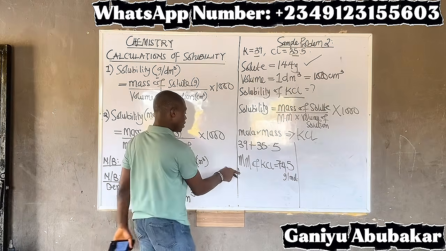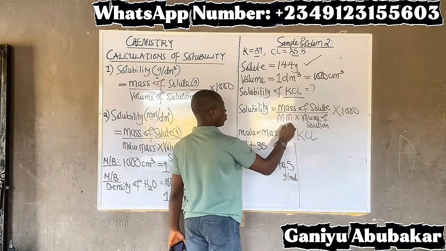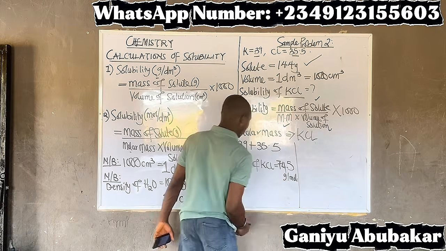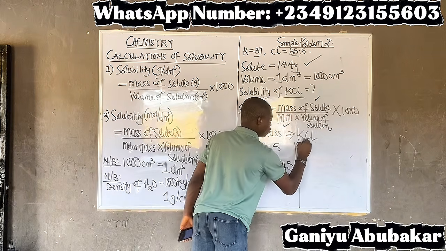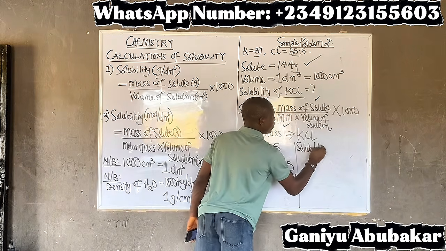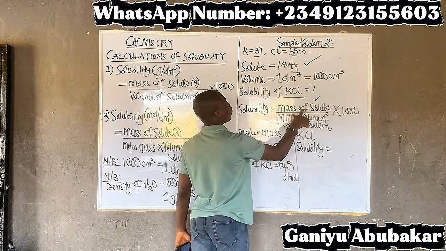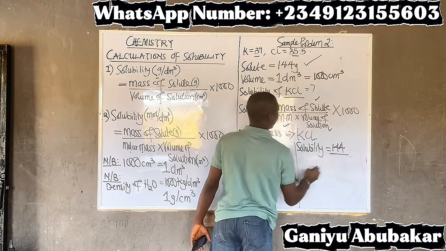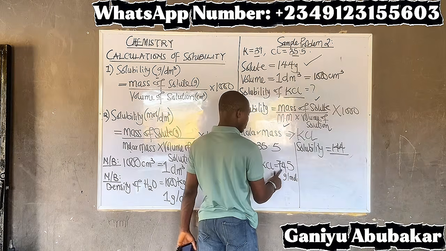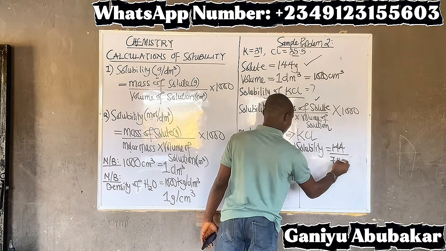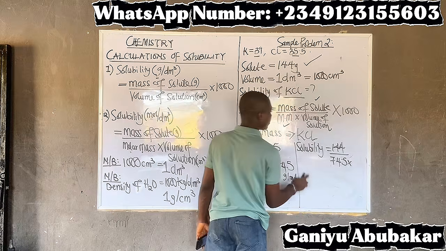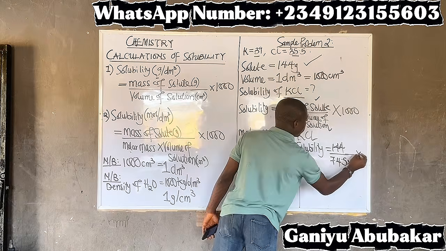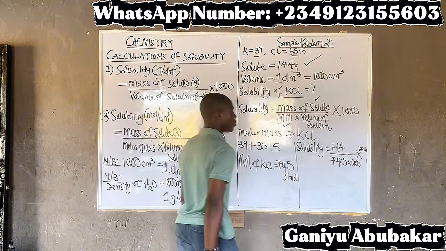Now I have the molar mass. The task is simple now. Molar mass is got, mass of solute is known, volume of solution is known too. So get it done, please. So solubility from here is equal to mass of solute, 144, over molar mass, 74.5, times volume of solution, 1000, right? Times another 1000.